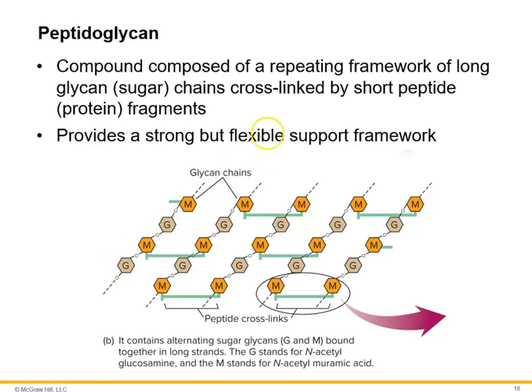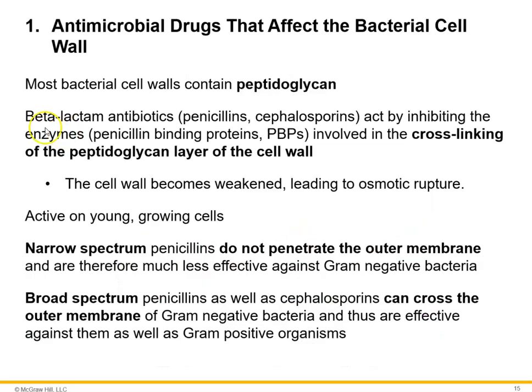So what happens is you get these glycan chains that are not cross-linked. So you've just got like a bunch of sugar wires, essentially, without any cross-linking. So it makes the cell wall very weak, very liable to fracture. Okay, so the beta-lactam antibiotics act on the cell wall because they inhibit enzymes that help that peptidoglycan cross-link together. So that's going to weaken the cell wall, and eventually there's going to be a change in osmotic pressure, and it's going to lead to influx of fluid into the cell, and the cell is going to rupture.